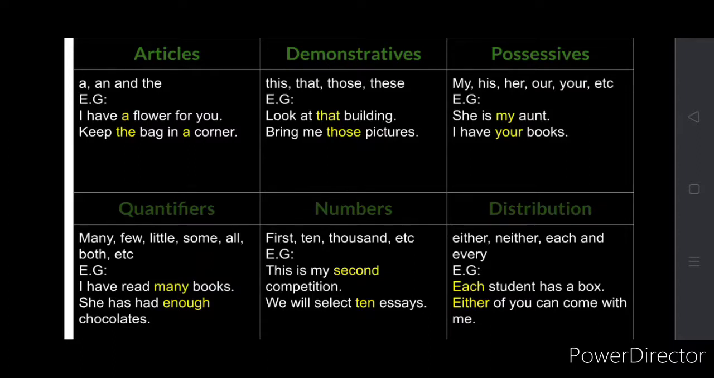Okay, now distributives, meaning you are dividing it between people. Either, neither, none of you, each, everybody, and every, that is all. So examples, each student has a box. That means everybody has a box. And either of you can come with me. That means between the 2 of you, I am distributing. Either of you, one of you can come with me.